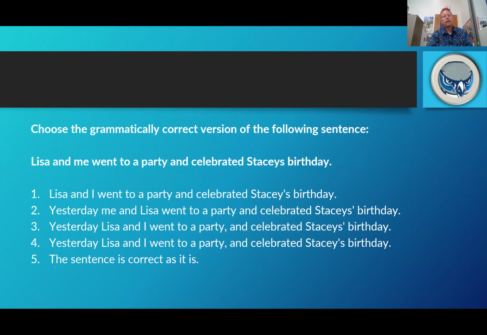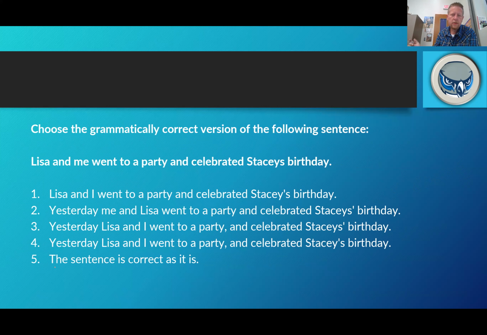All right, choose the grammatically correct version of the following sentence. Lisa and me went to a party and celebrated Stacy's birthday. If your little spidey sense didn't tingle when you heard Lisa and me, maybe it should, because that is a common mistake. Take a look, hit pause, see if you can figure it out.